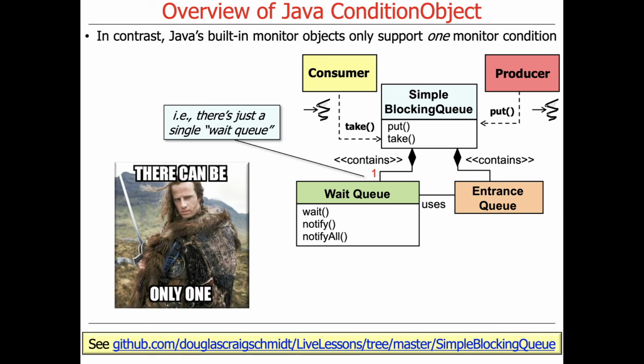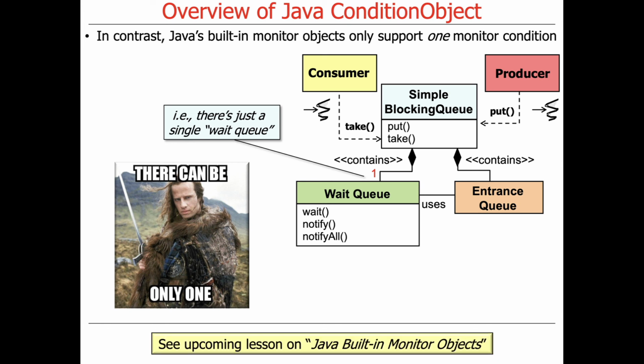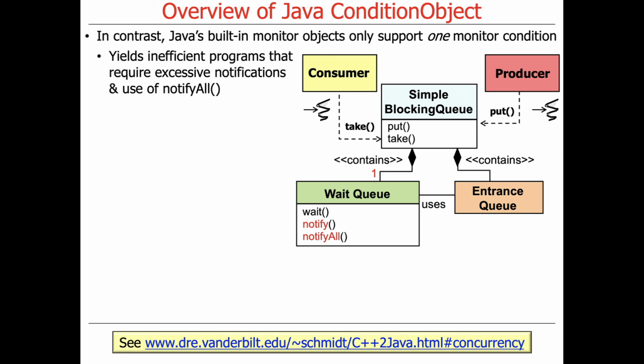And as I alluded to before, Java's built-in monitor objects, which are older and more limited, can only support one monitor condition per monitor object. There's just a single wait queue. And that is much less efficient, much less sophisticated, much more limited. And we'll talk about that when we get into built-in monitor objects here in just a bit. We'll probably start that on Wednesday.